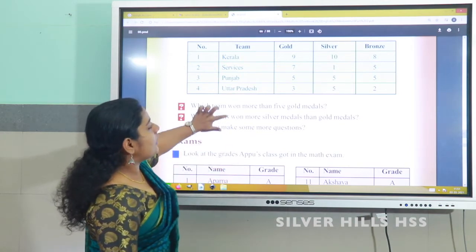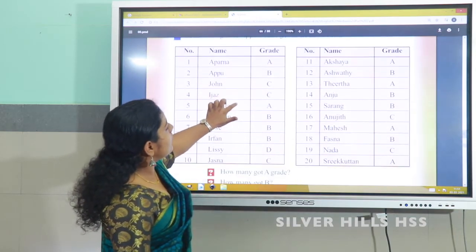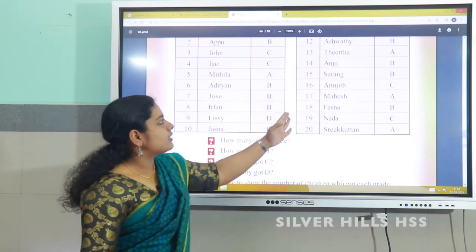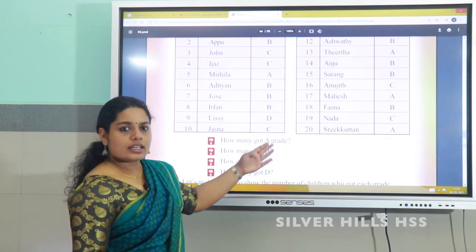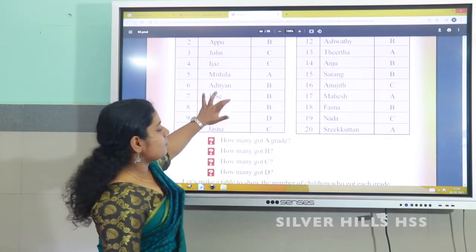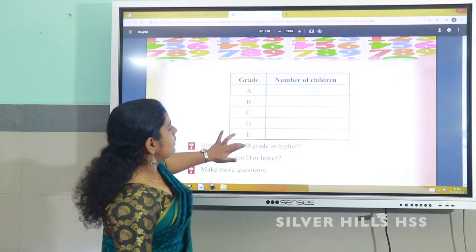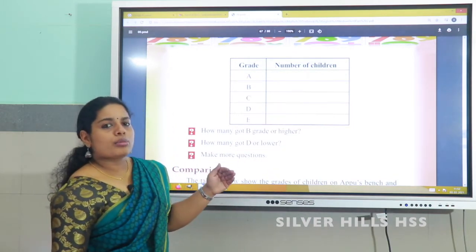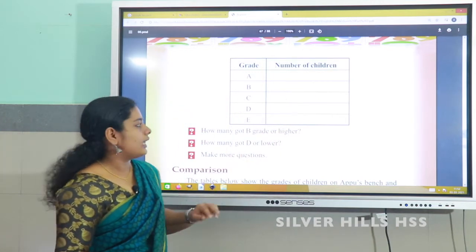Here we have the grade got by each student of Appu's class. Now, when we analyze this table, it will be easy for us to understand how many students got A grade, how many students got B grade, etc. We will be able to make a table according to the grade and the number of children who got each grade.